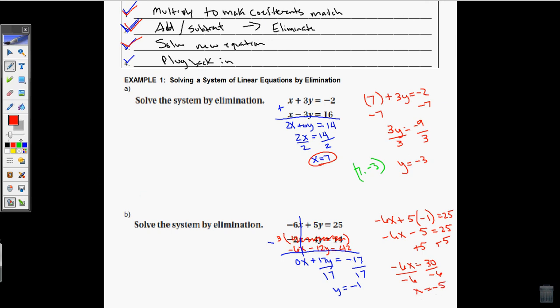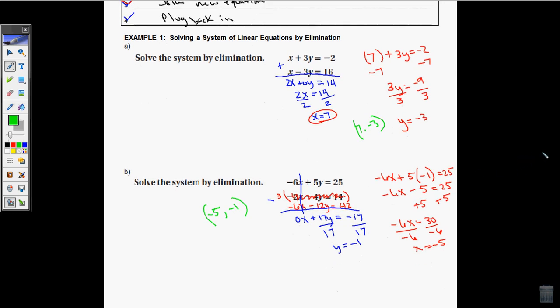And now I am done. I have the coordinate point, negative 5, comma, negative 1. The one place where these two original equations met and they intersected. The one coordinate point that they both share that makes both of their equations true. Alright, so that is solving by elimination.